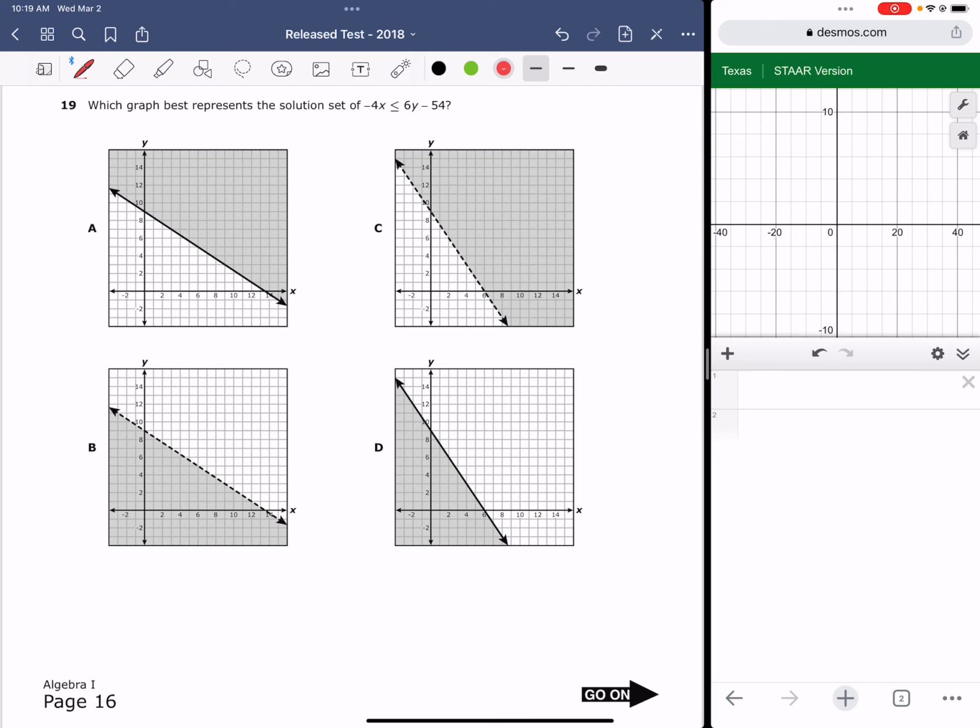Which graph best represents the solution set of negative 4x is less than or equal to 6y minus 54?